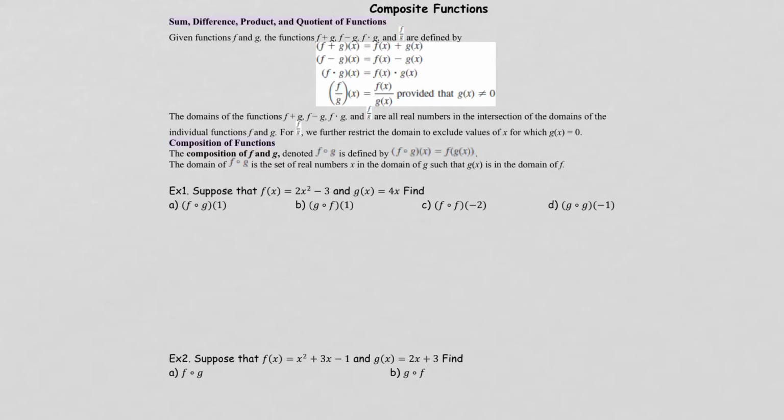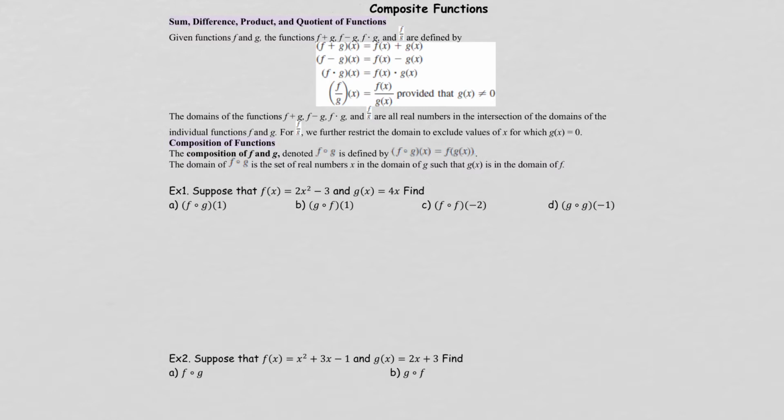In this lesson we're going to talk about composition functions. So what is a composition function? Well, we should know how to add two functions. We can subtract two functions. This is the notation of multiplying two functions. This is dividing two functions.